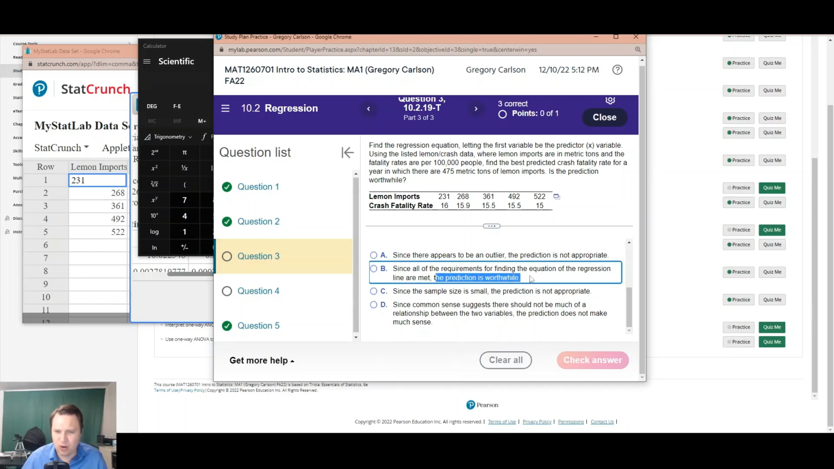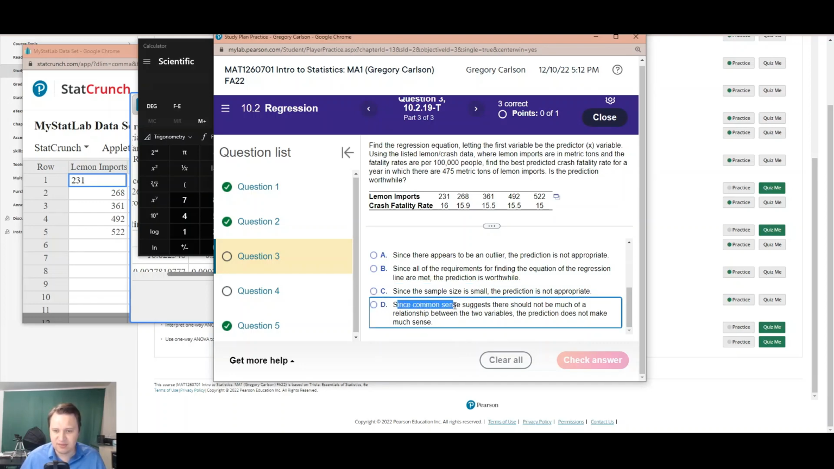The prediction is worthwhile because we did all the math. That's never the case. Just because we did math doesn't mean we get to throw out logic. Since the sample size is small, the prediction is not appropriate. I don't think I agree with that either. You can make regressions. Sometimes you only have a few data values. It doesn't make the prediction any less valuable.